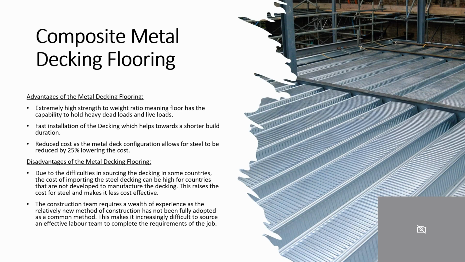Moving on to the next one, I've talked about composite steel flooring, which is when composite concrete slabs are reinforced using profiled steel decking. The thin sheet of profiled steel is used in the formation of the floor in order to create a stronger material. The span of metal decking is dependent on the thickness of the flooring profile, the gauge and loading requirements. Some of the advantages of this are its extremely high strength to weight ratio, which means that the floor has the capability to hold heavy dead loads and live loads.